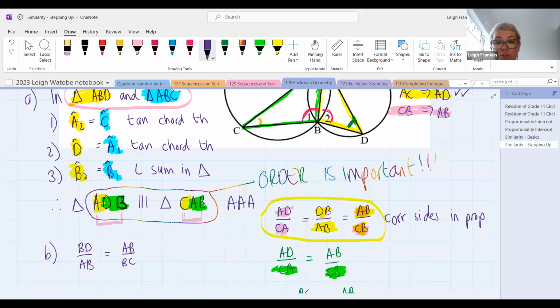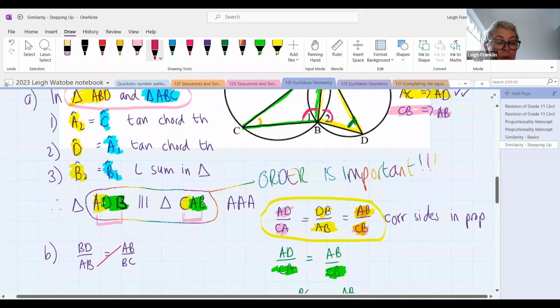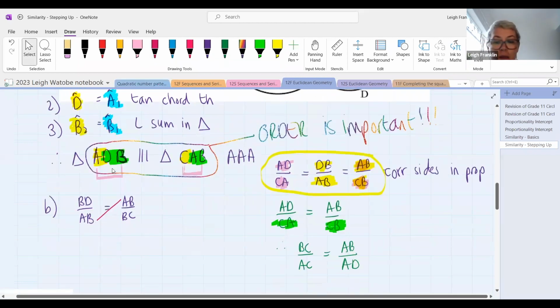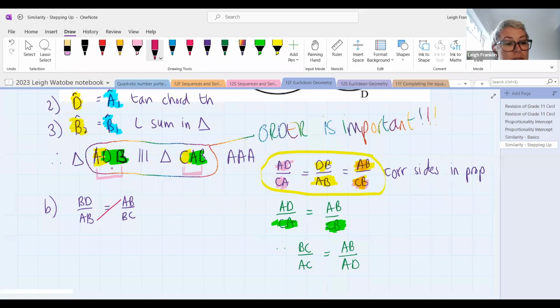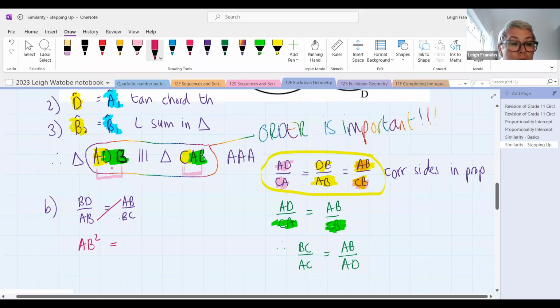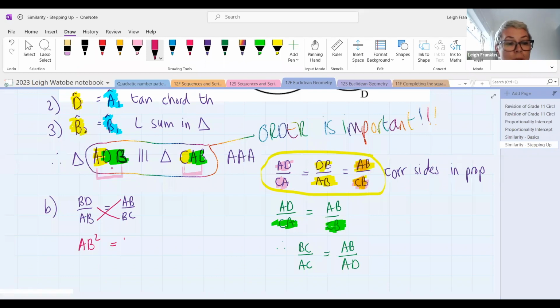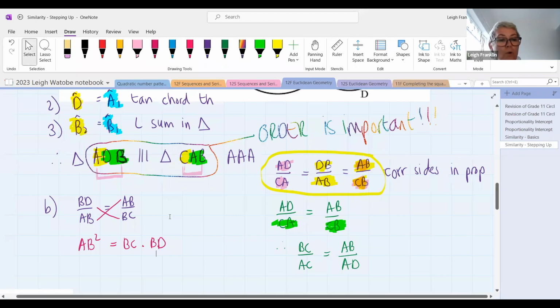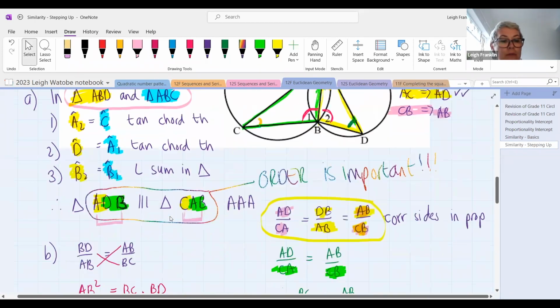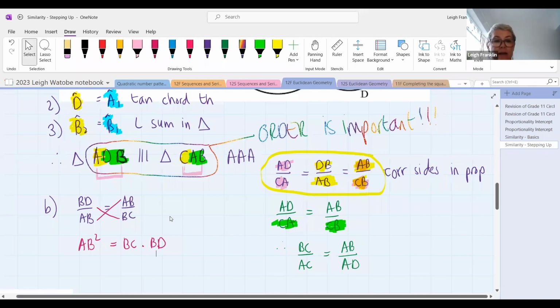It doesn't matter if we switch the letters around. Now we're going to cross multiply. I'm going to multiply AB with AB, and that's going to give us AB squared. Then I'm going to cross multiply these two, and that's going to give me BC times BD. And there we go. We've done it.